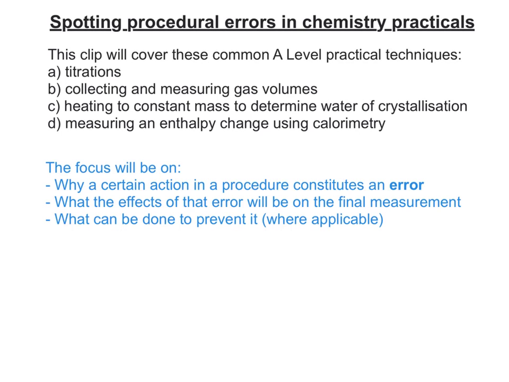So in each case, what we'll be looking at is, during the various stages of a procedure, if you do a certain thing at some point in that procedure, why it constitutes an error, the knock-on effects that will have on your final measurement, and how you can actually prevent that mistake being made, where applicable, of course.